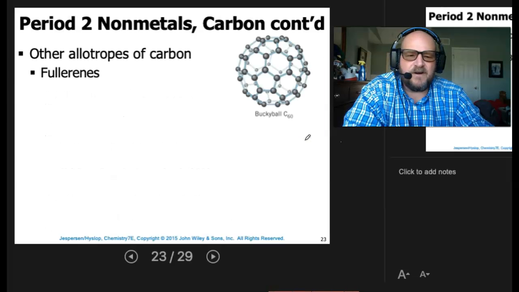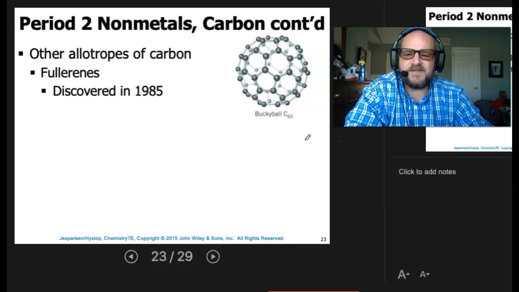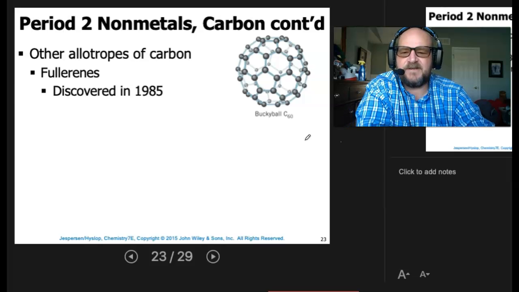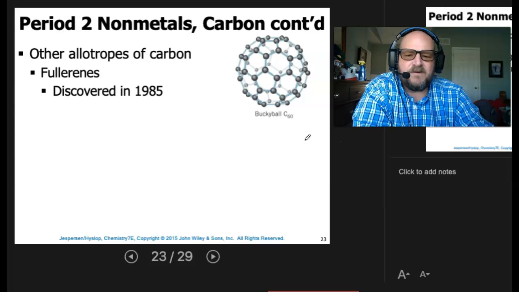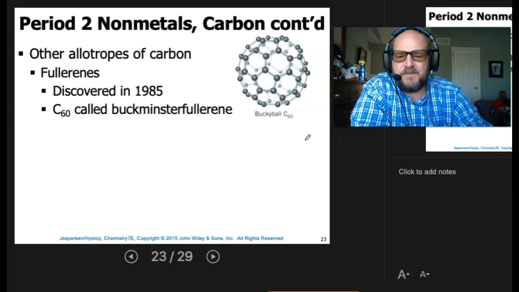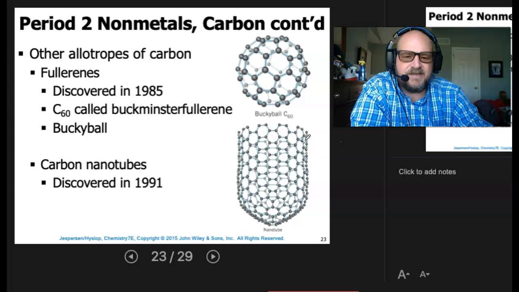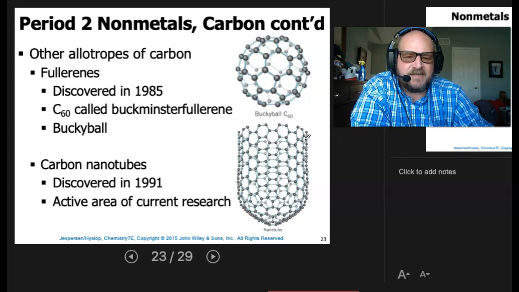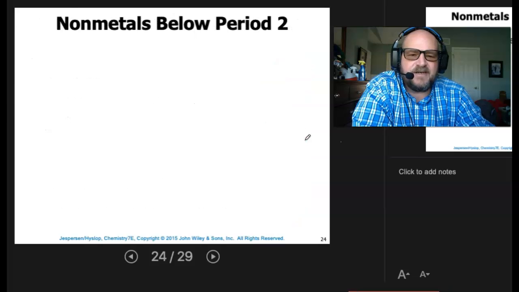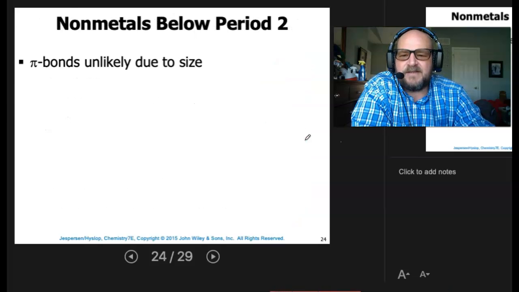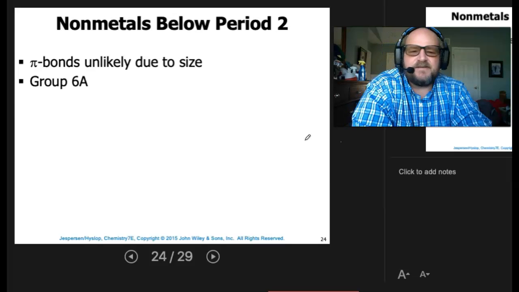Another allotrope of carbon would be fullerenes. This was discovered in my lifetime, so 1985. It might have been referred to as the buckyball. These are Buckminster fullerenes. We can also make carbon nanotubes now. These were discovered in 1991. And again, these are actively being researched at this time. Pi bonds, unlikely due to size.